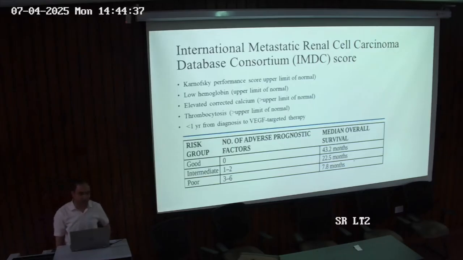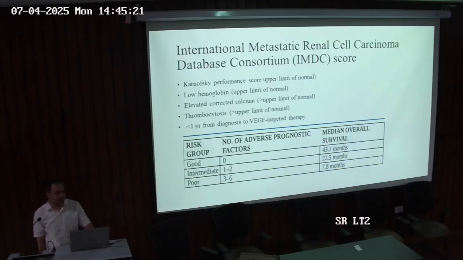So these are 5 components of the score, and each carries 1 mark. Depending on this, if the score is 0, then good prognosis, and survival is 43 months. If a metastatic RCC patient has an IMDC score of 0, the chance of survival is around 3.5 years. If the intermediate score is 1 to 2, then survival is 22 months only. And third is poor, with a score of 3 to 6, then patient survival is 8 months. If the patient's score is high and comes in the poor risk group, then no need to give any treatment, better palliative care.